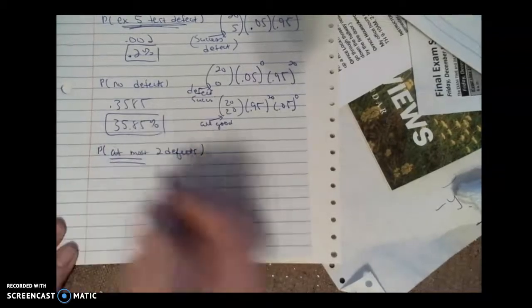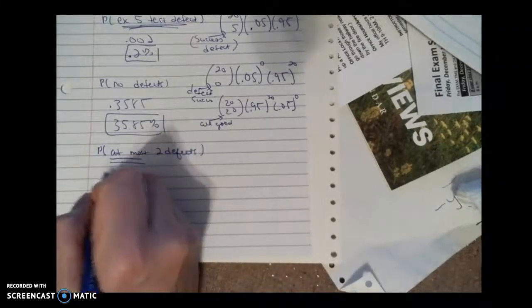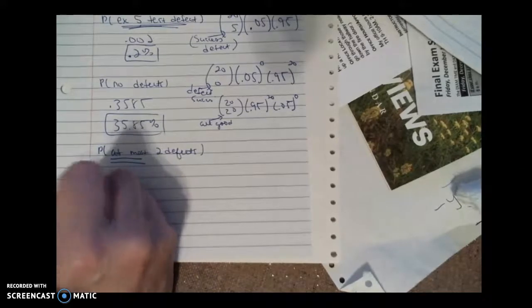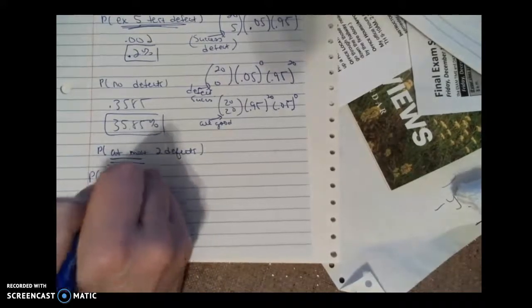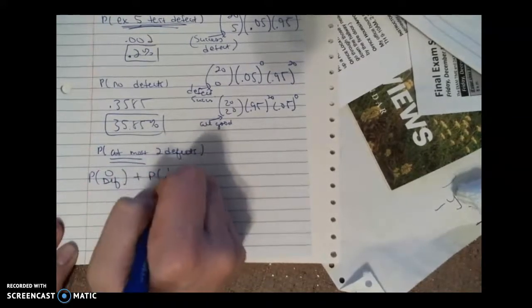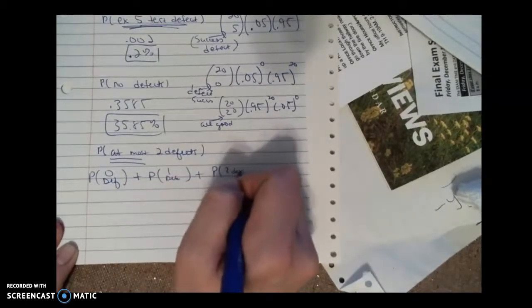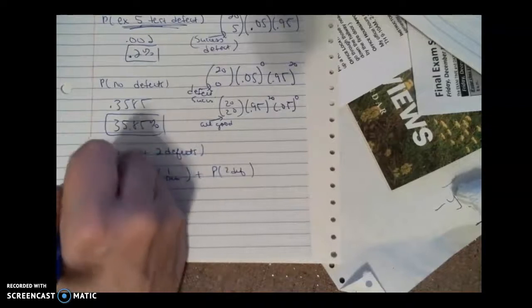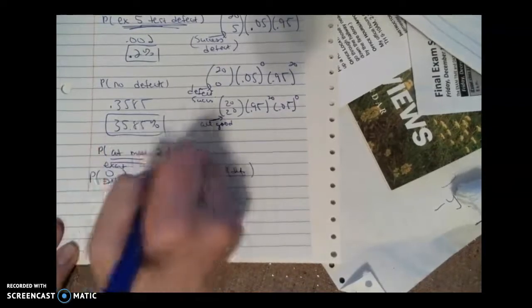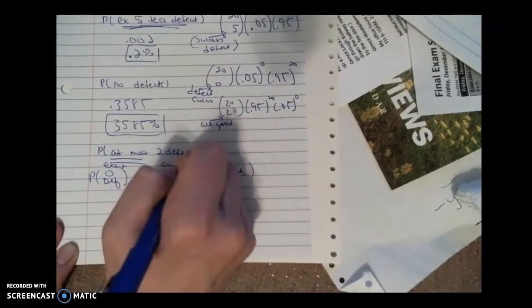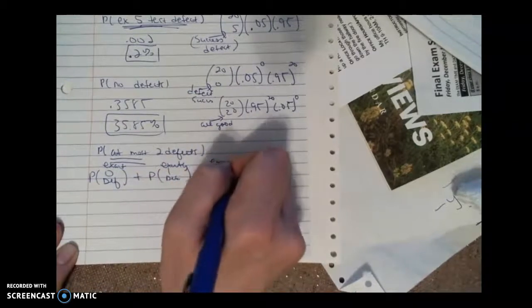All right, and again, if there's at most or at least, we have to think, right? So if I want at most, then I would be okay with what? Probability of 0 of them defective, probability of 1 of them defective, and probability of 2 defective. And again, this is a probability of exactly 0, exactly 1, and exactly 2.